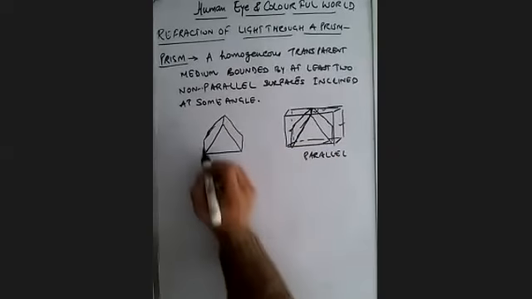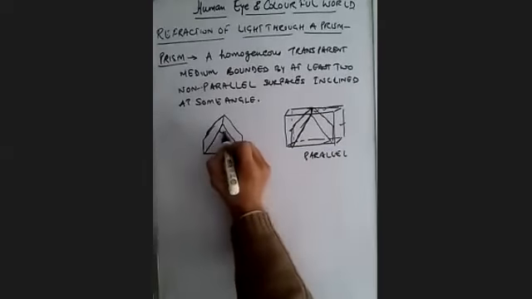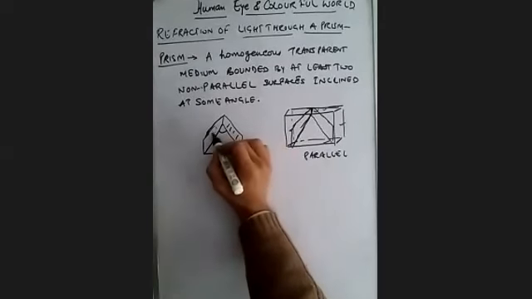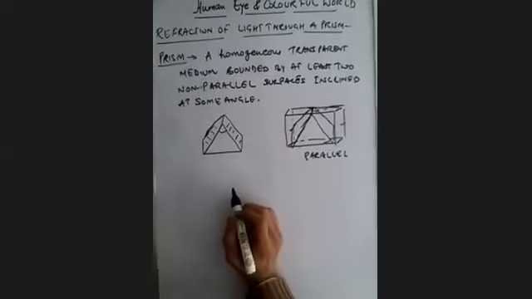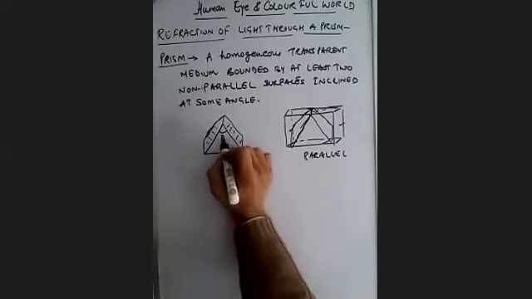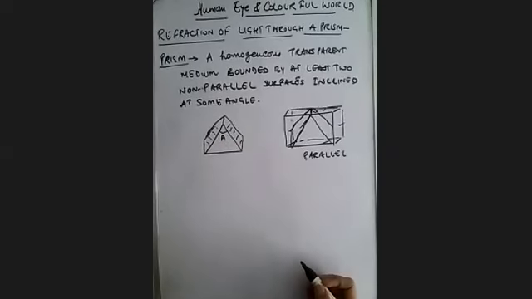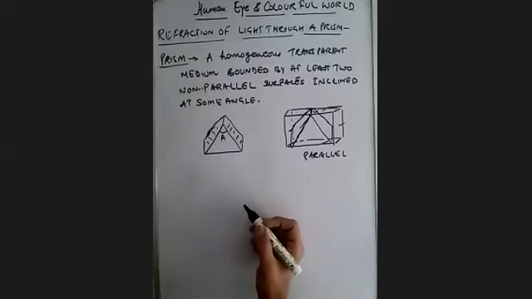So that is a prism, and this is refracting surface number one, and this is another refracting surface. These two surfaces are inclined at angle A. We call this angle A. We generally use the letter A for representing this angle.